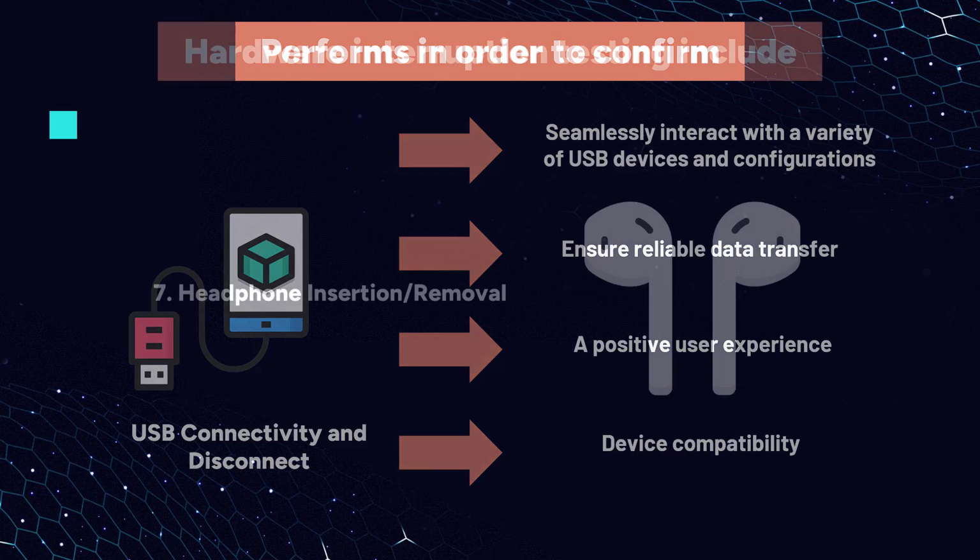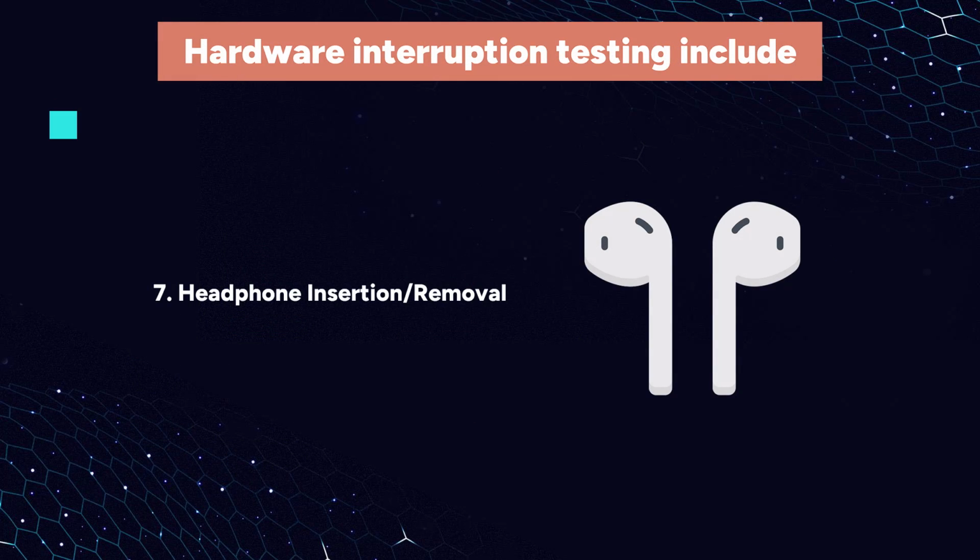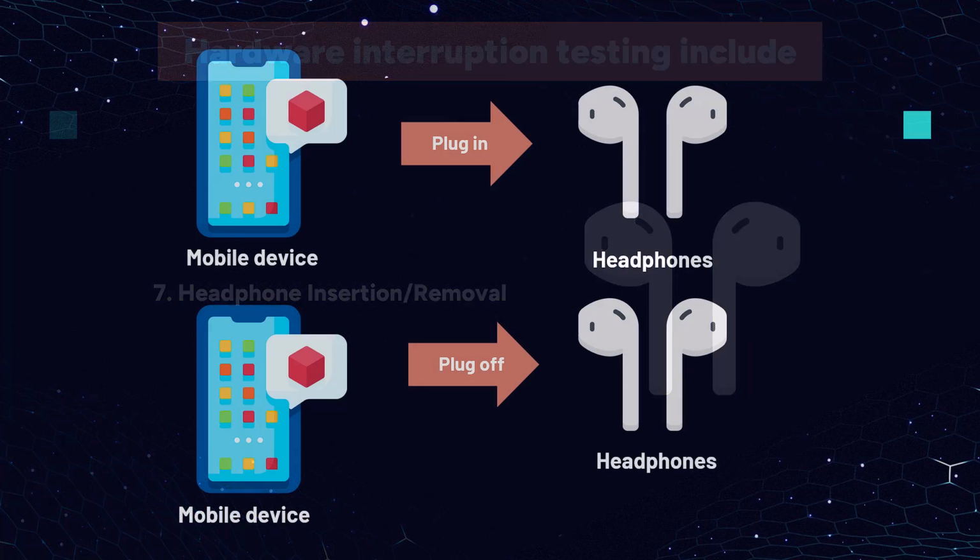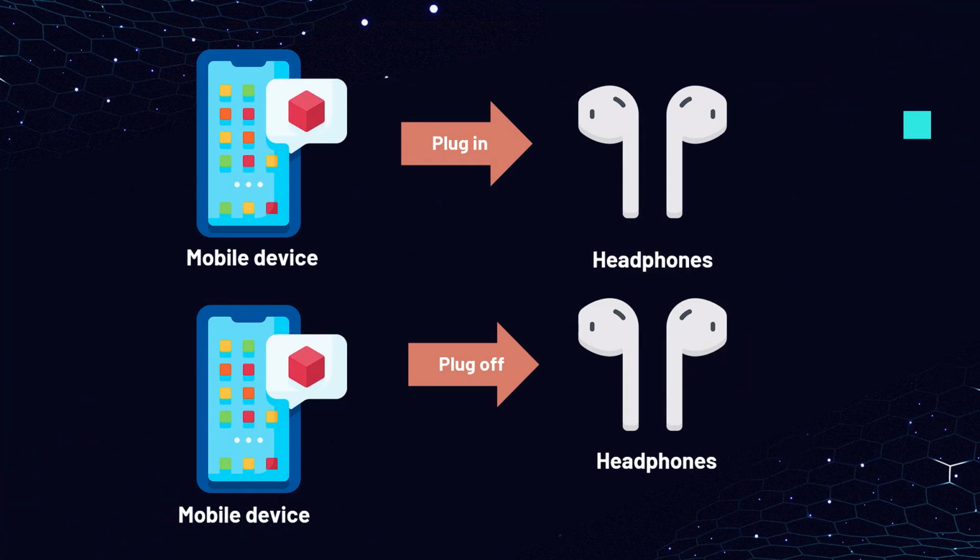The last scenario of hardware interruptions testing is headphone insertion and removal. During this testing, the QA engineer tests how the application responds when headphones are plugged in or removed from the device. This may involve audio routing changes and should not cause application crashes or audio issues.